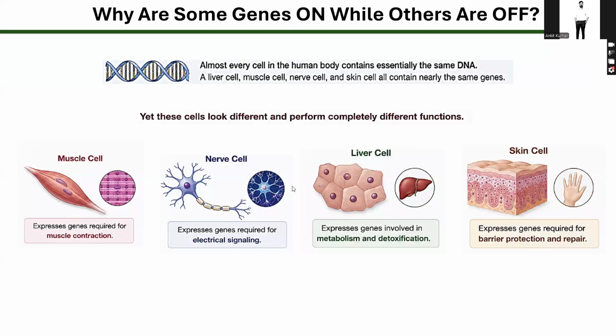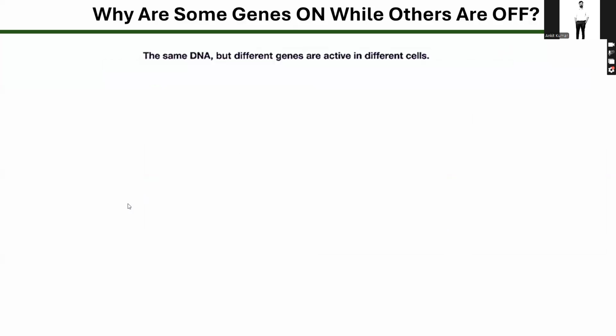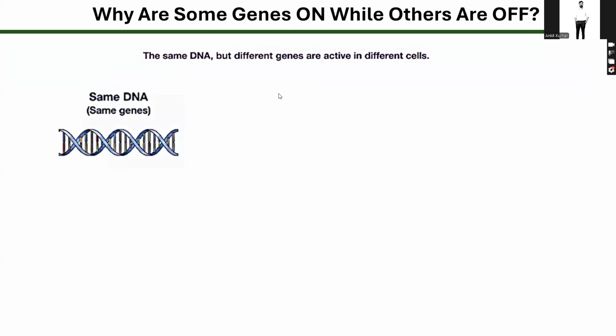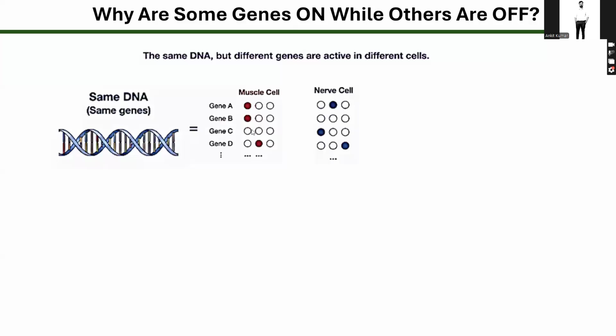So now the concept is very clear: why are some genes on while others are off in different cells. If we see here, it is the same DNA, but different genes are active in different cells. Let's say all cells have the same kind of DNA. But in the muscle cells, gene A, gene B, and gene D are expressed, but gene C has not been expressed. In nerve cells, let's say gene A, gene C, and gene D are expressed, and gene B is not expressed. Again, in liver cells, you will see gene B and gene C. This is just for example.